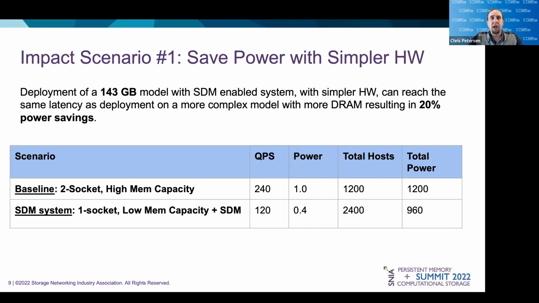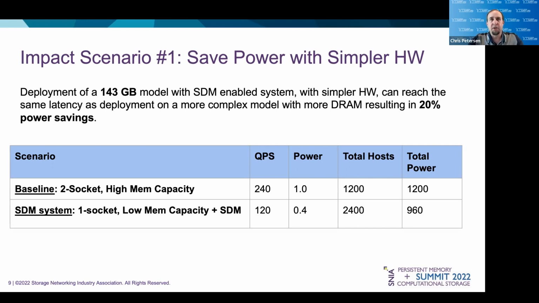Now let's take a look at a couple of scenarios that help us illustrate some of the power benefits that could be gained with this tiered memory approach. In this first scenario, we took one of the production recommendation models and tried to serve it using a simpler server design. The baseline system here is a typical 2-socket server, which we used as it provided a larger aggregate memory footprint that could accommodate this specific 143 gigabyte model. This system can handle about 240 queries per second, or QPS.